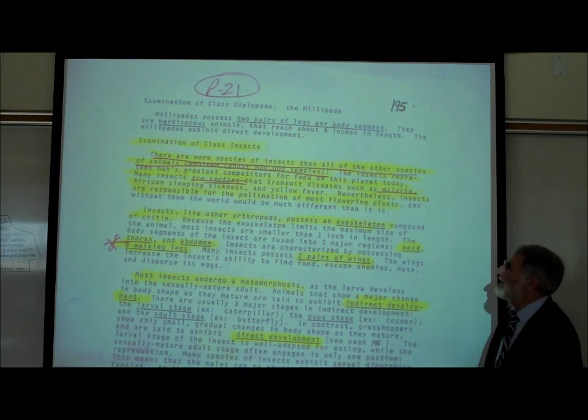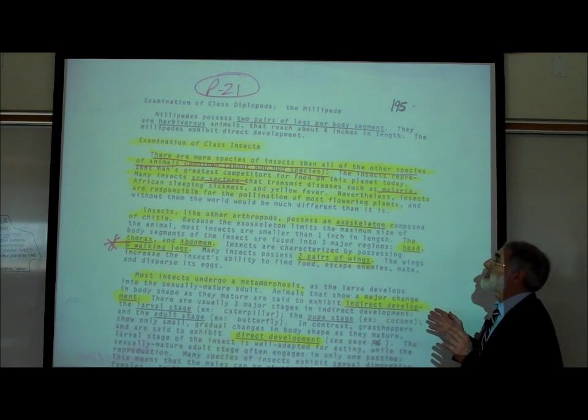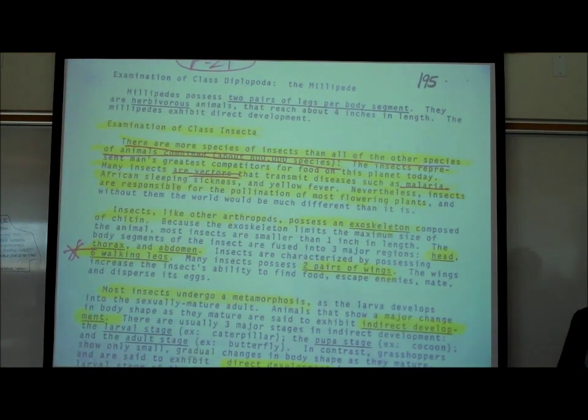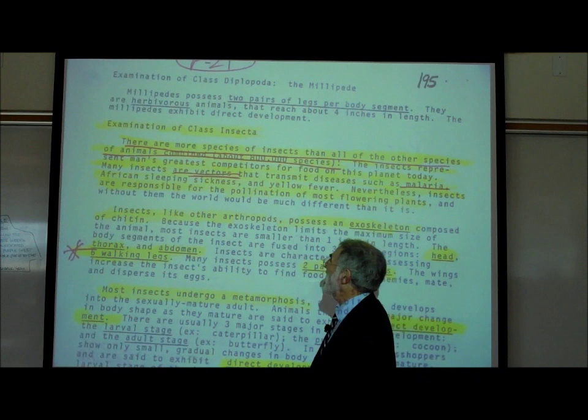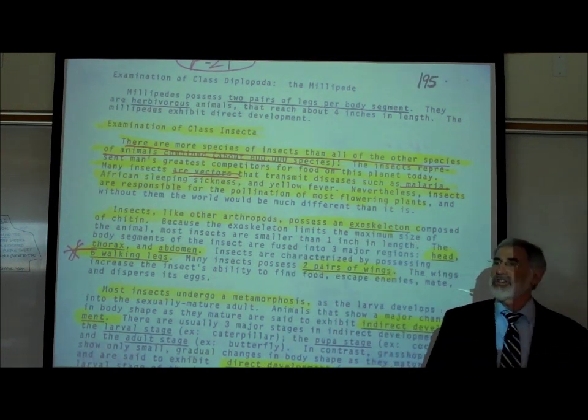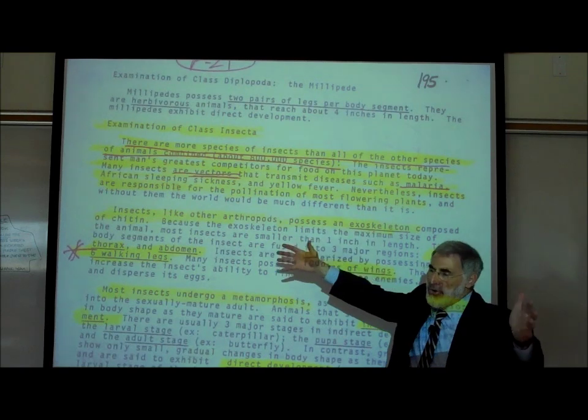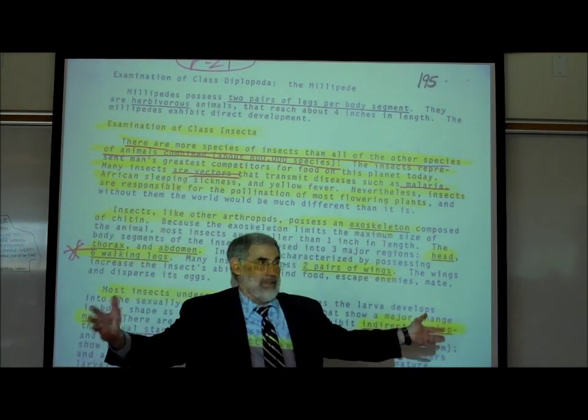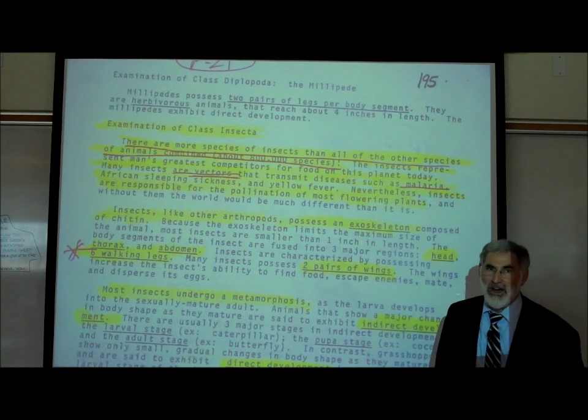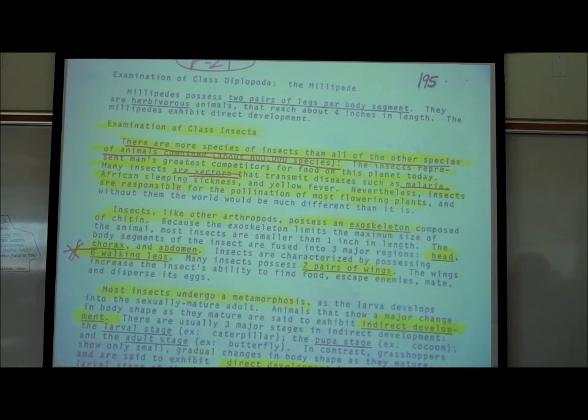On page P21, that takes us to the third and final class of the arthropods, the class Insecta. There are more species of insects than all the other species of all the other animals combined. We're so glad that there are so many insects on this planet. Over 800,000 species. So the reason why the Arthropoda are the largest phylum is simply because there are so many insects in that phylum. Insects are the biggest group.